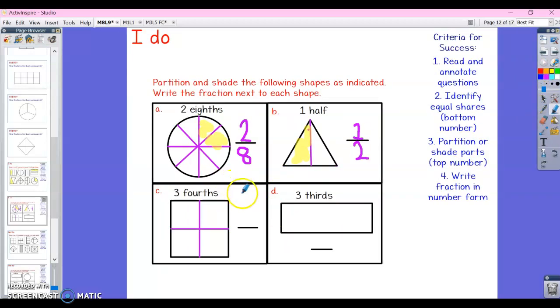Now, how many pieces am I going to shade? If you said 3, you are correct. I'm going to go ahead and shade 3 pieces. 1, 2, and 3. Now I'm going to write my fraction. I want you to take a second and think about what fraction this would be. How would it look in numbers? If you said 3 on the top and 4 on the bottom, you are correct. Numerator is 3, the number of shaded pieces, and your denominator is 4, the number of total pieces.